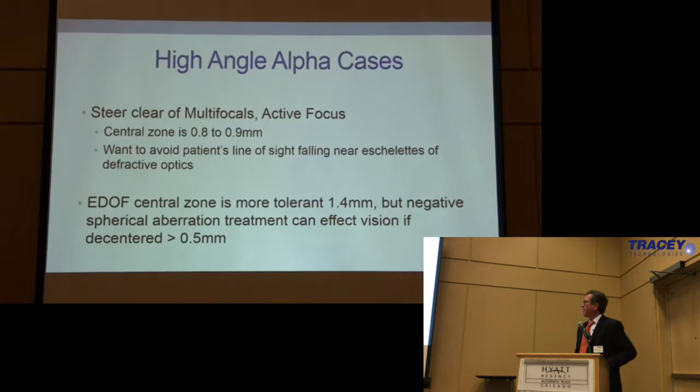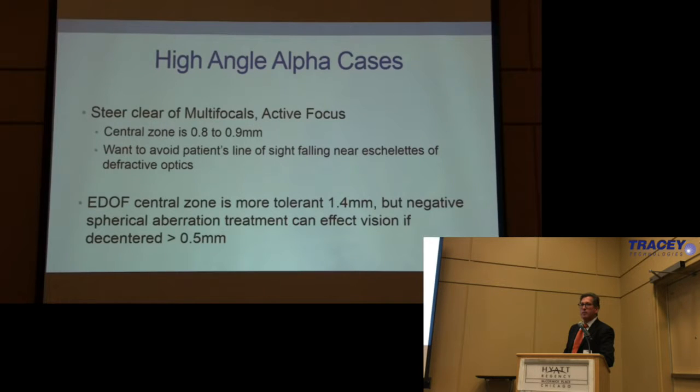All right. Well, in these patients, again, why do I steer clear? Most of the multifocals available in the United States, the central zone is between 0.8 and 0.9 millimeters. So if you split that in half, it's 0.45. So that's as much decentration as you can have to not have a problem. The issue is that if angle alpha D and angle kappa are misaligned, you don't want their line of sight falling in one of those echelettes, because if it falls in the echelette, you're going to have significant drop in vision and the patient's going to complain about all kinds of aberrations.